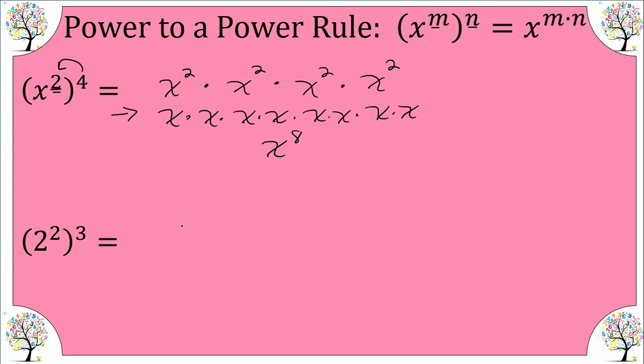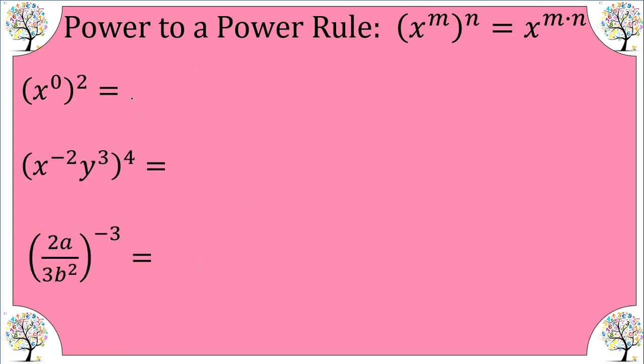This is why it is. This example says we have 3 of the 2's. So 2 squared is the base. So we're going to expand the base. So we have 3 of those, and now we expand each of these. 2 times 2 times 2 times 2 times 2 times 2. So altogether, we have 1, 2, 3, 4, 5, 6 2's being multiplied. 2 times 3 gives us the 6.